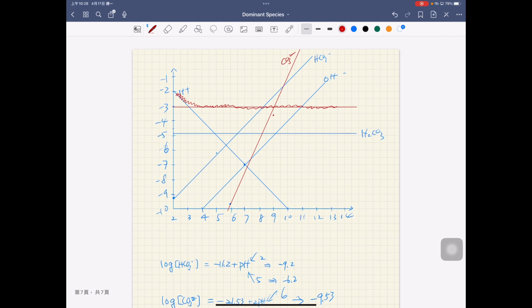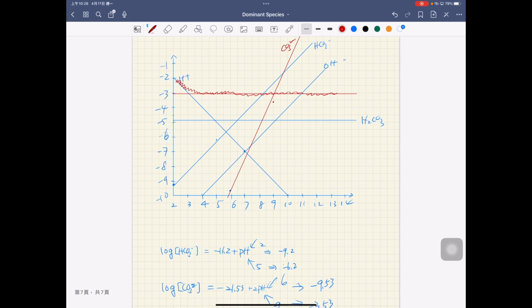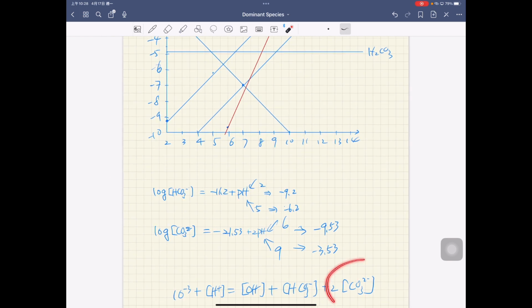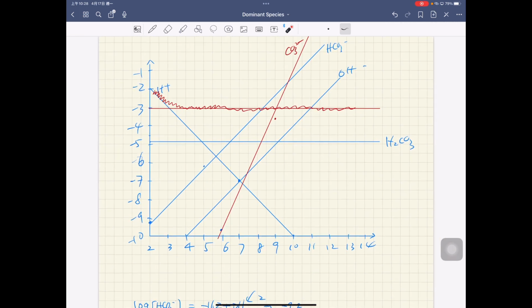Okay? Is that okay? And the right hand side will be OH, HCO3, and 2 times CO3 2 minus. Looks like OH will never be the one on the top, isn't it? OH is here, so OH is very low. But HCO3 and 2 times CO3 2 minus. I have CO3 2 minus here, right? How do you do it 2 times? Do you know how to do it 2 times? Just one line shift 0.3. That will be 2 times.